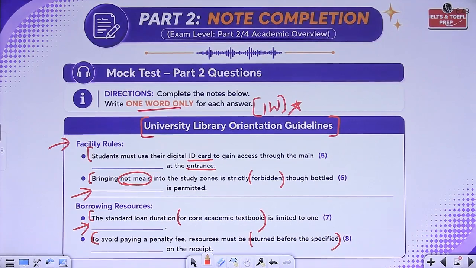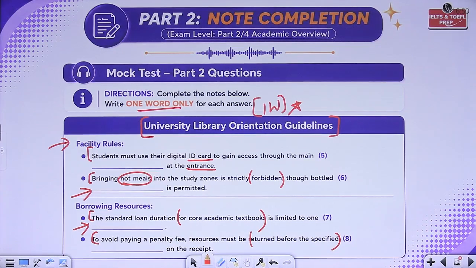Welcome to the annual Campus Library Orientation Session. Before you begin using our research facilities for your semester projects, there are several mandatory regulations you must memorize. First, let's discuss building security. The library is closed to the general public. Consequently, all registered students must swipe their official digital ID card to unlock the security gates located at the front entrance. If you forget your card, you will have to register manually at the visitor desk.